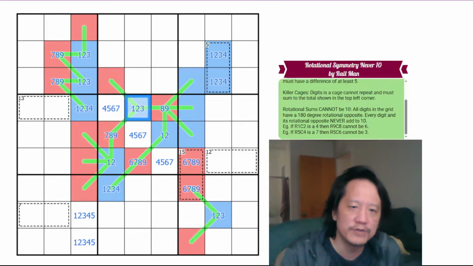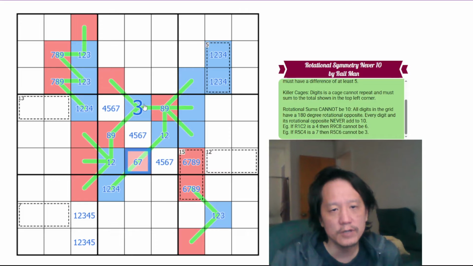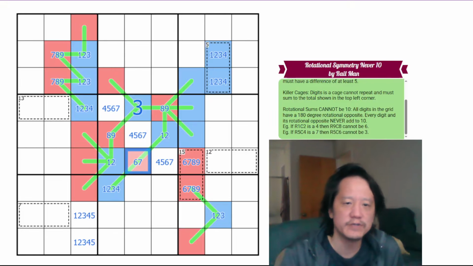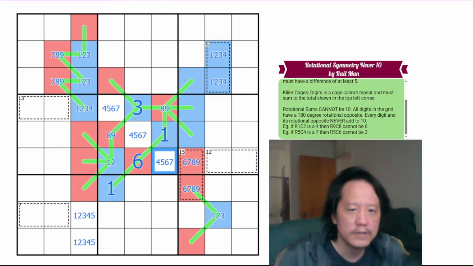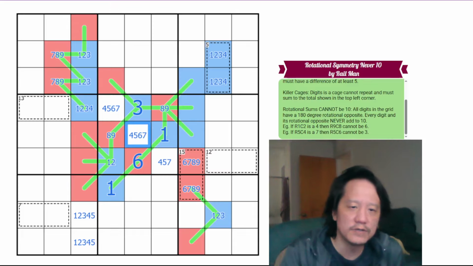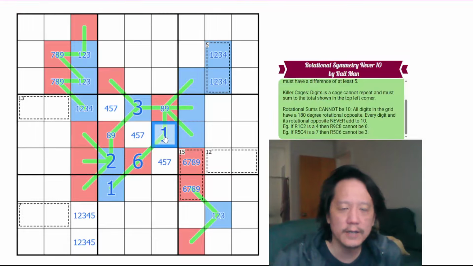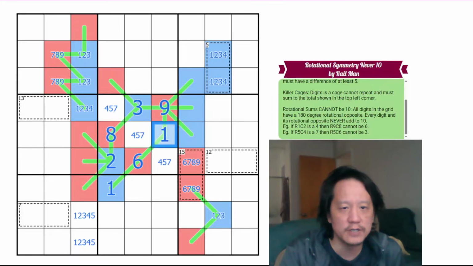Therefore, this must be a 3 here, which forces this to be 8, 9, and 8, 9, which eliminates 8 and 9 in the rest of the box. This 3 cannot be rotationally opposite a 7, so this must be a 6, which forces this to be 1 and this to be 1. That eliminates 6 in the rest of the box. This 1 forces this to be 2 here. 1 cannot be rotationally opposite a 9, so this is 8, which forces this to be 9.